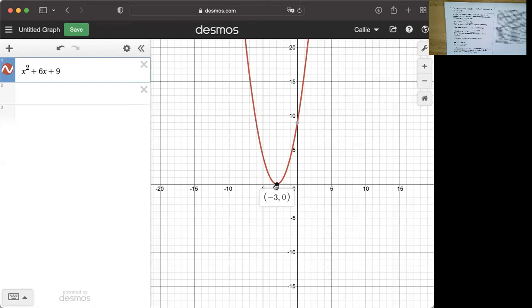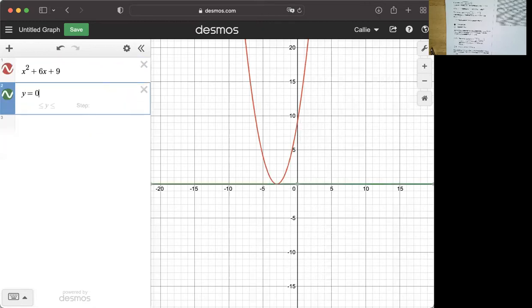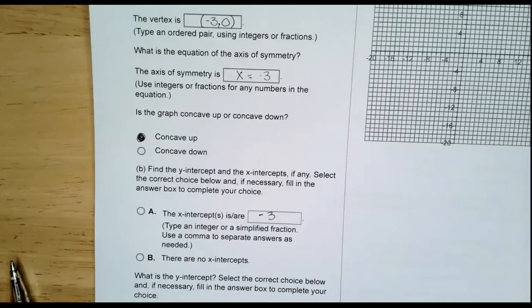Good. It asks us to find the y-intercept and the x-intercept. So the x-intercept is -3. The y-intercept is 9. Good. The domain is from -infinity to infinity, if we're just looking at that graph. And the range is from 0 to infinity, because this line is y equals 0. So it goes from there forever up. So these are my answers.